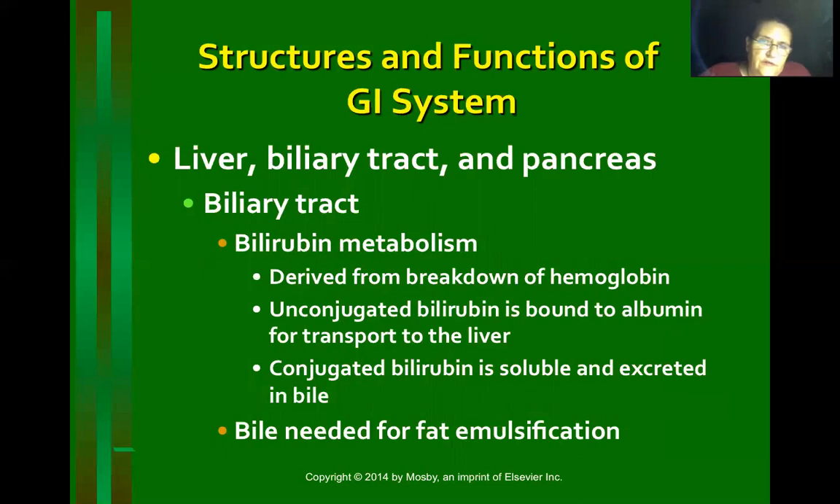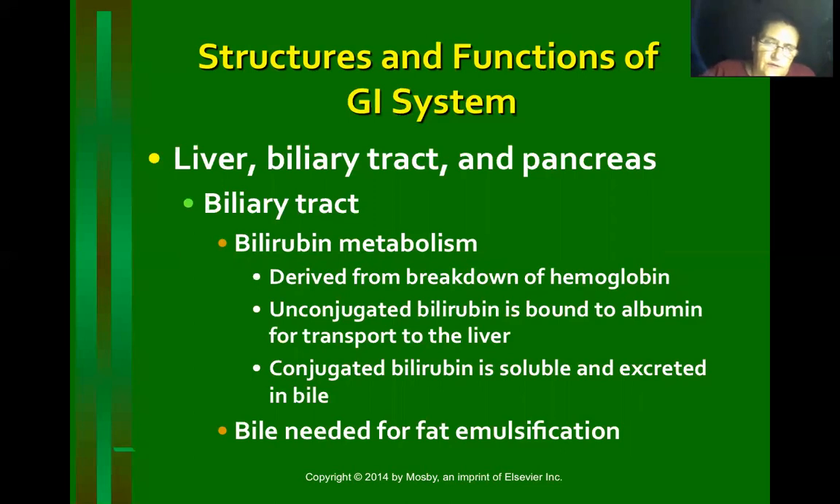Okay, so the biliary tract is related to bilirubin metabolism. And bile consists of water, cholesterol, bile salts, electrolytes, and phospholipids. Bilirubin metabolism is derived from the breakdown of hemoglobin. Unconjugated bilirubin is bound to albumin for transport to the liver. Conjugated bilirubin is soluble and excreted in bile.